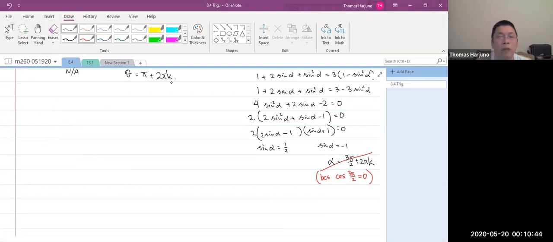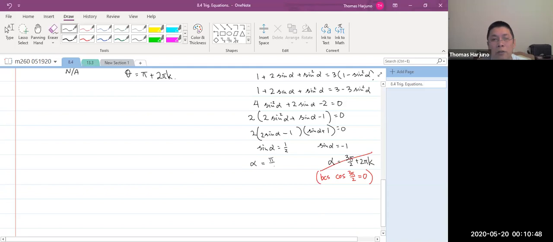Now, going back to this one branch here, alpha is pi over 6 plus 2 pi k and 5 pi over 6 plus 2 pi k.